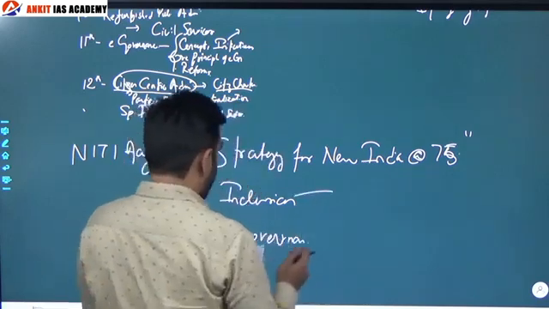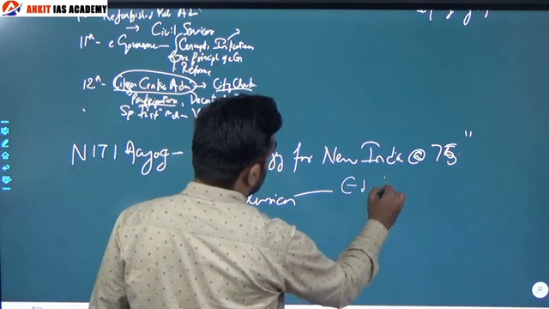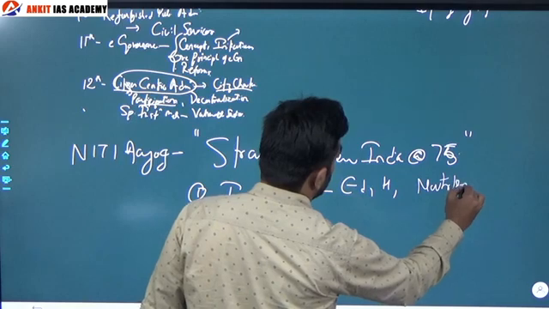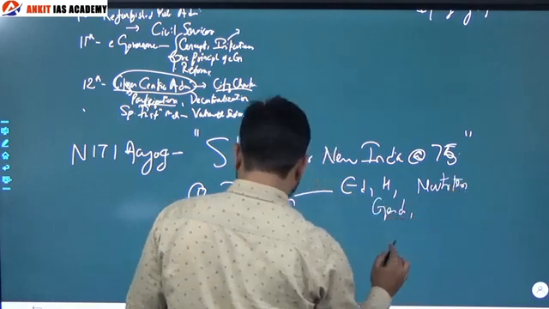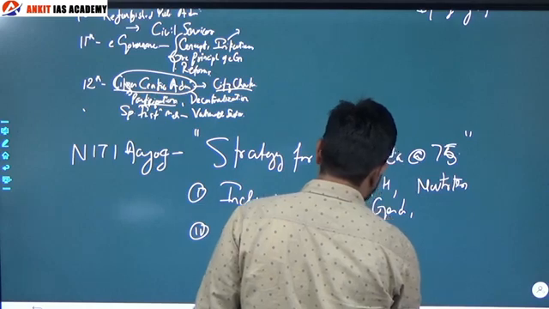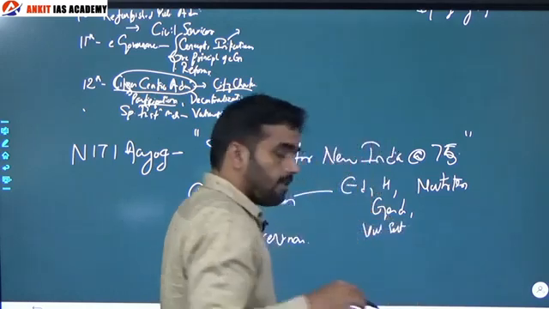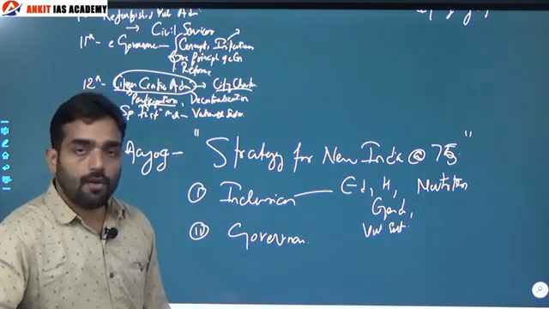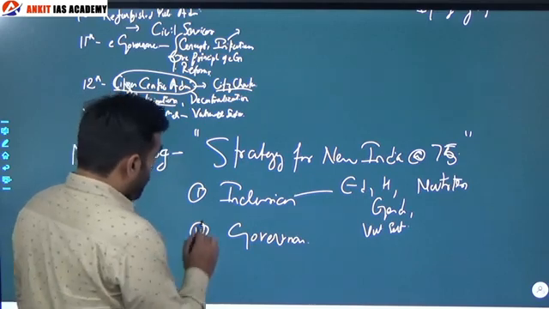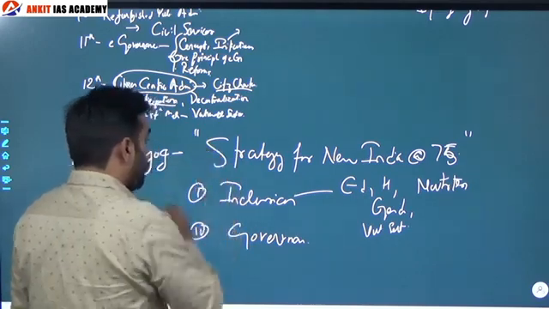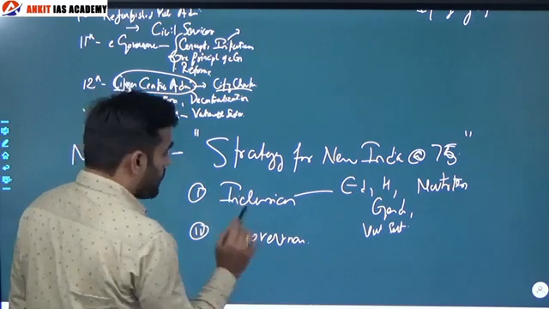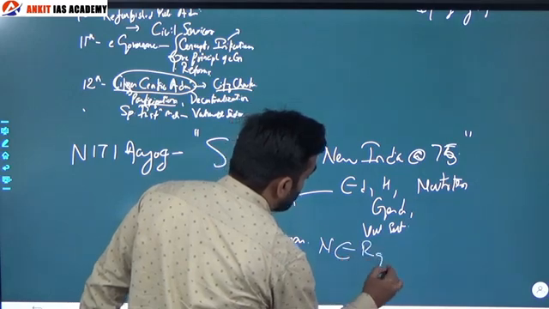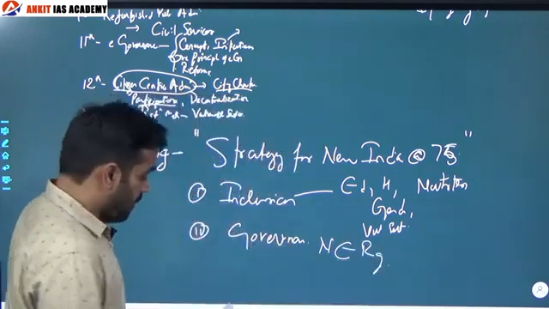In inclusion, you will come to know about education, health, nutrition, gender, then vulnerable sections, whether they are senior citizens, people with disabilities, SC, STs, minorities. In this report, inclusion is the 3rd part, governance is the 4th part. In governance, you'll come to know about issues faced by the Northeast region. There are the 7 sisters.